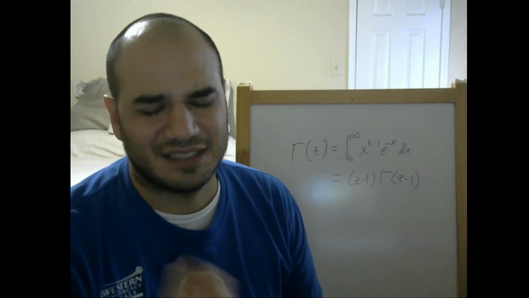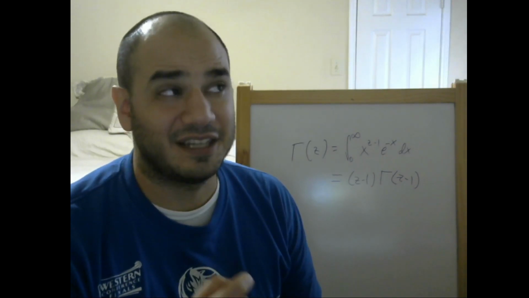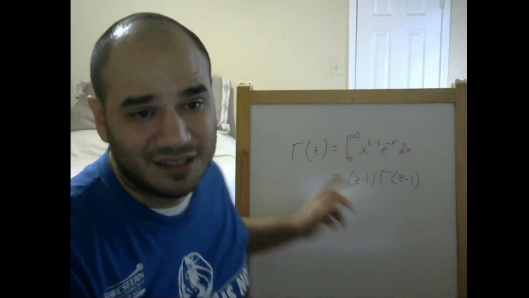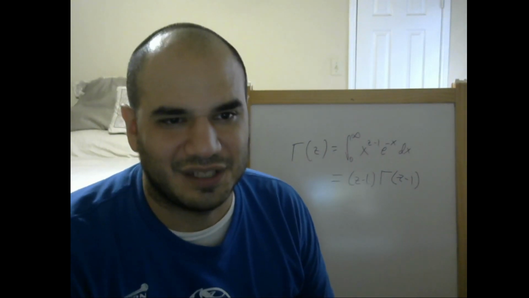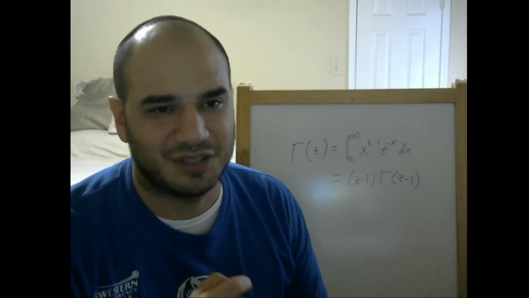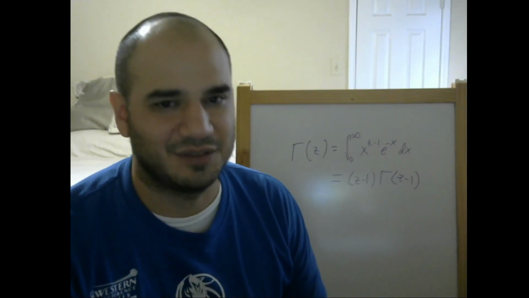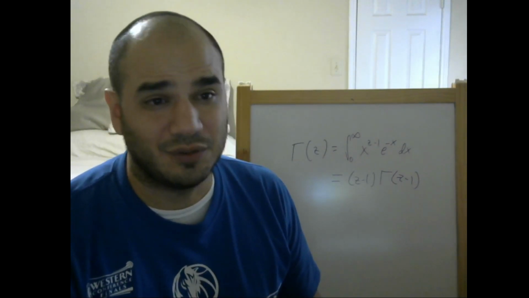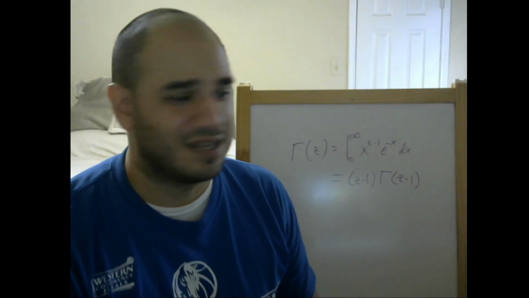And then it has the additional value that it's defined on the entire complex plane for all input z, except for the non-positive integer numbers, so 0, -1, -2, and so forth. And the reason is because there's a pole at each one of those integers.